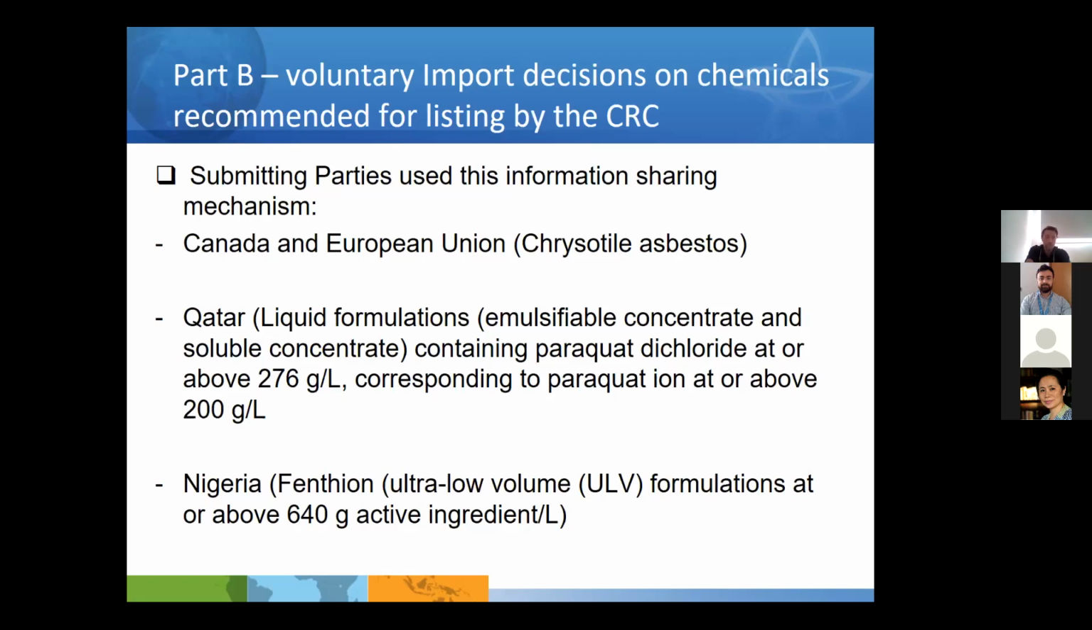So far, only Canada and the European Union have submitted import decisions for Chrysotile asbestos. Qatar has used this opportunity to submit an import decision for Paraquat dichloride, whereas Nigeria is the 5th country that used this chance to submit an import decision for Fenthion.